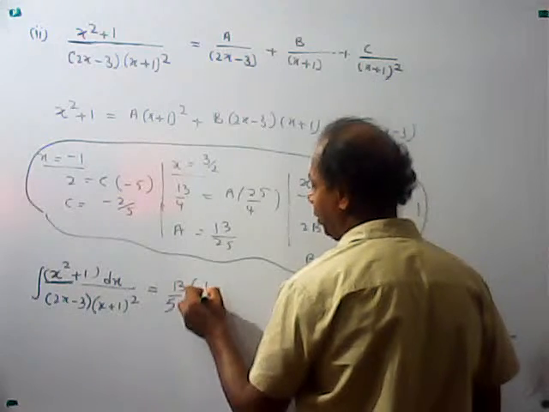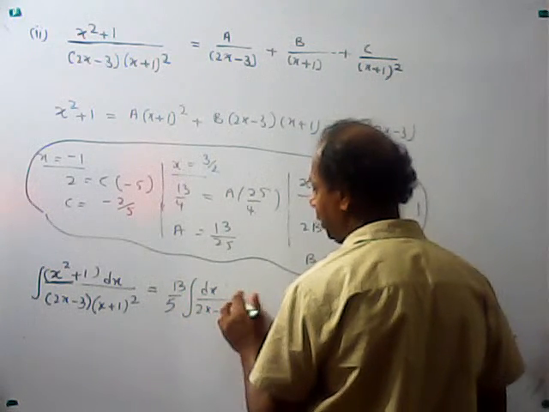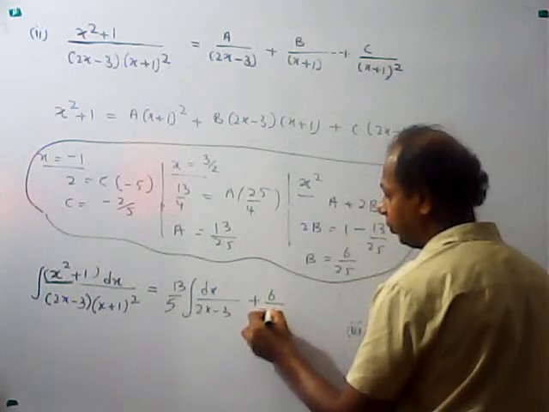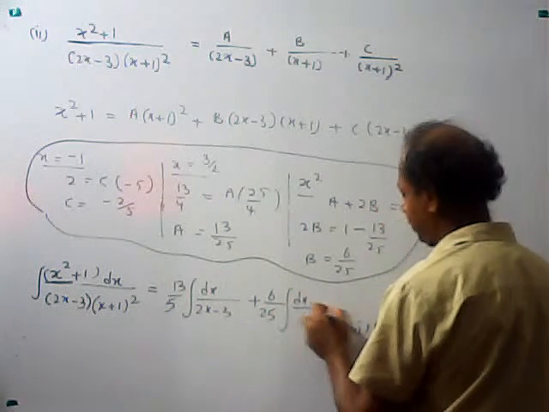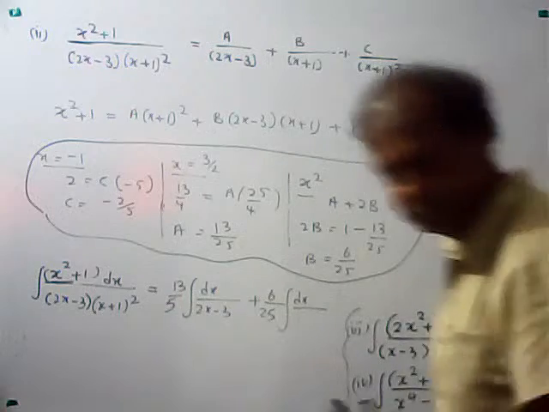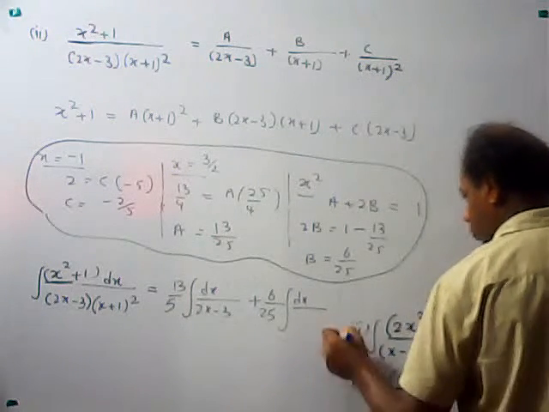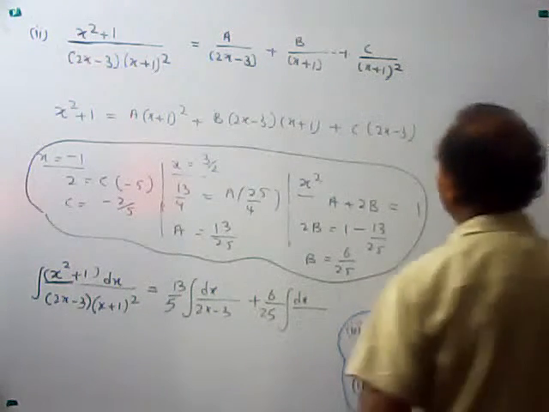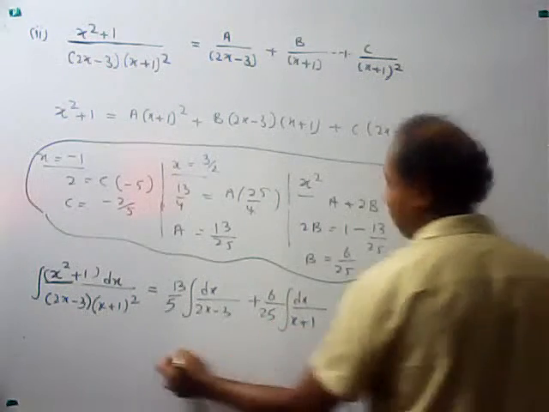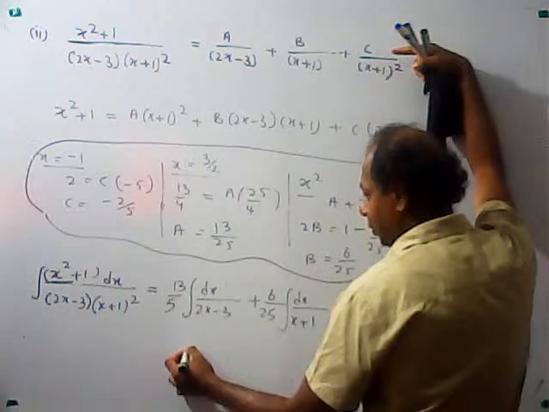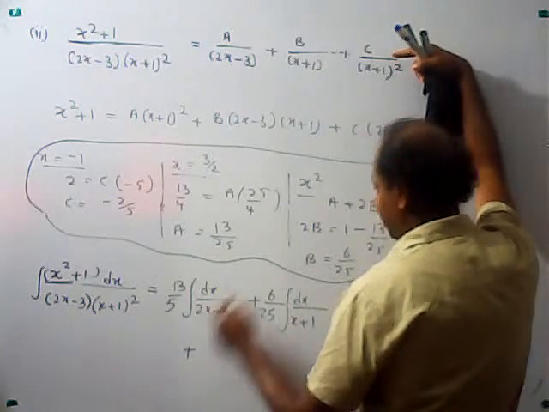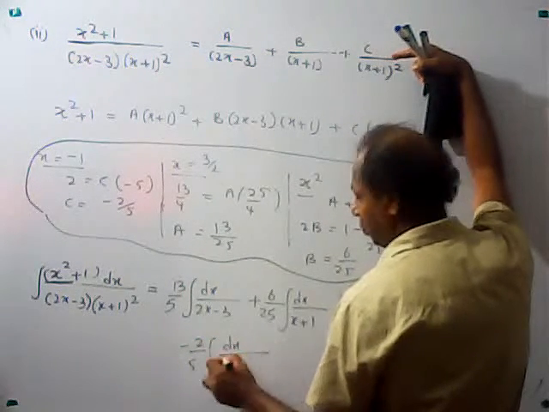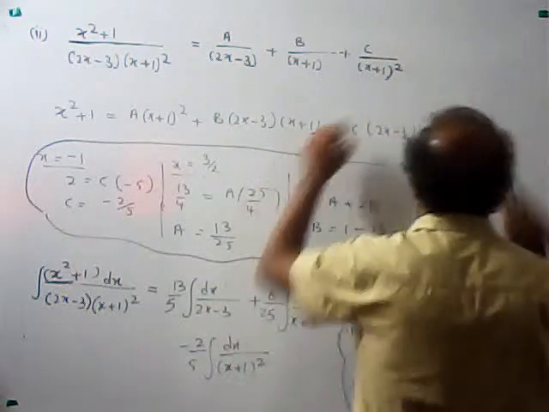Integral of dx over 2x minus 3, plus B, where B is 6 over 25, taking it out, integral of dx over x plus 1, then plus C, where C is minus 2 over 5, integral of dx over x plus 1 squared. Now you can give the final answer.